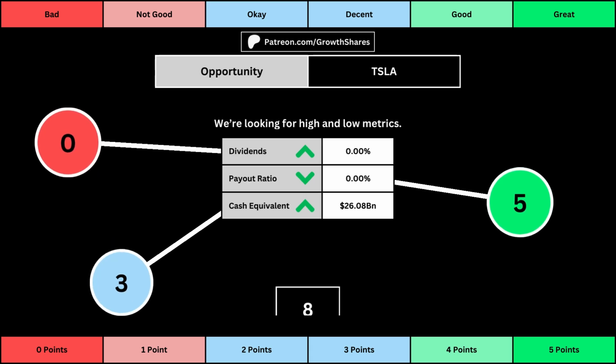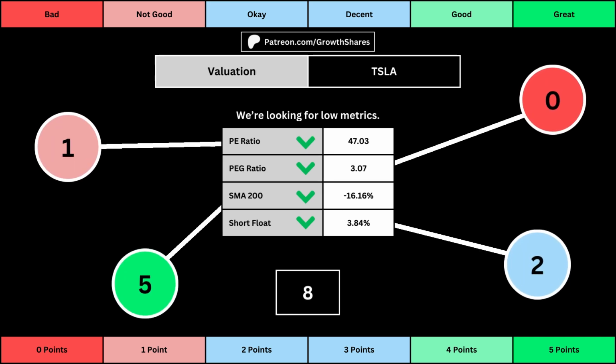The next set of metrics looks at the investment opportunity afforded to shareholders. Here we get the dividend yield, its payout ratio, which is how much of the company's earnings are going out to pay shareholders, and the cash and cash equivalent the company has in order to pay dividends, reinvest, and pay off the debts it has on its books. Again, you can see the values for each metric as well as the points given for each.